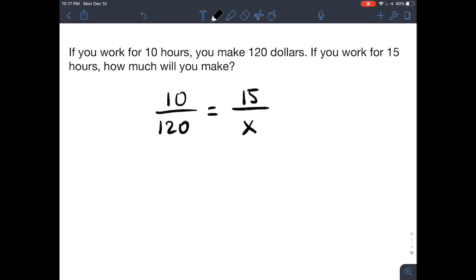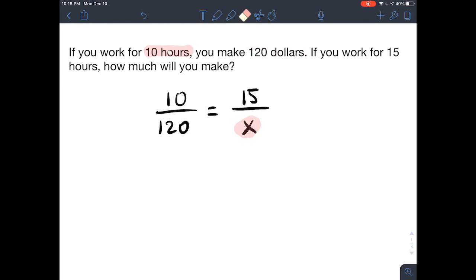And let's just see what this means, right? What is this saying? This is saying that the ratio of 10 hours to $120 is equal to the ratio of 15 hours to x number of dollars. So obviously this is assuming that you make a constant number of dollars per hour. And it's saying that if that ratio of hours to dollars is constant, then you can take the initial data point that you have, which is 10 hours and $120, and set that ratio equal to the ratio of 15 hours to x dollars.